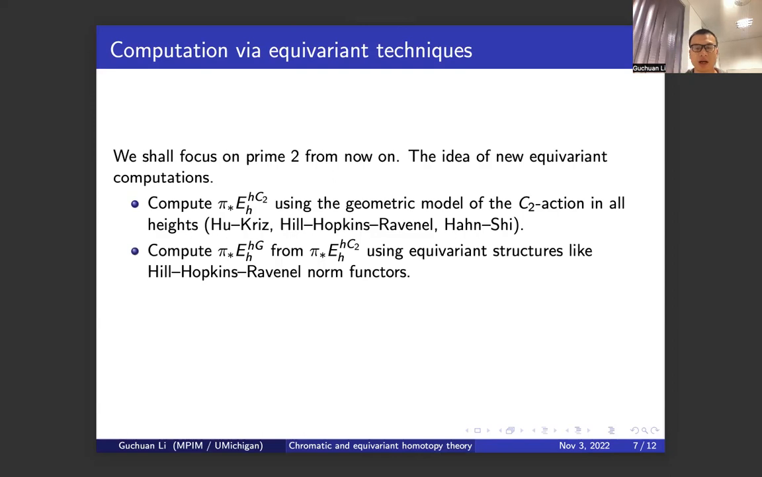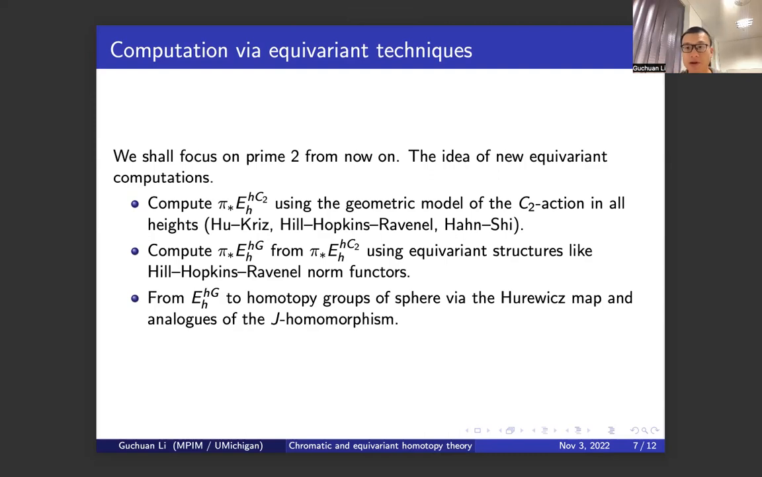And from the C2 case, you can now recover the computation for a finite group G containing C2, by the Hill-Hopkins-Ravenel norm functors together with other equivariant structures. You can imagine, from G and its subgroup C2, their restriction, transfer, and norm functors. This allows you to do the computation for the group G from the computation for C2. Once you compute that, you know the homotopy groups of E_H^{hG}, which is a generalization of the real K theory KO in higher heights. Then you can study the image of the Hurewicz map and the J homomorphism. That gives you information on the homotopy groups of spheres.